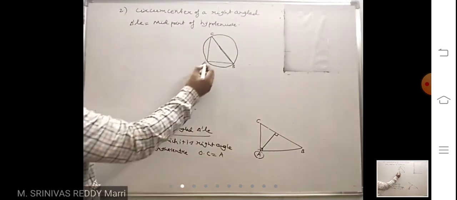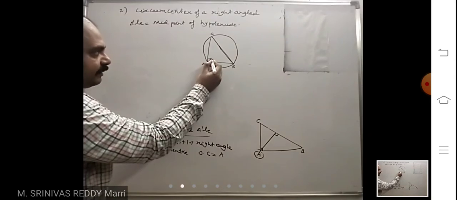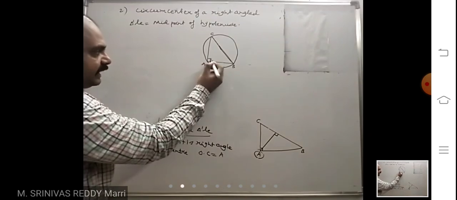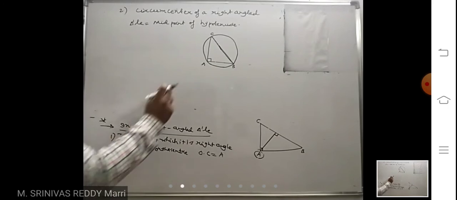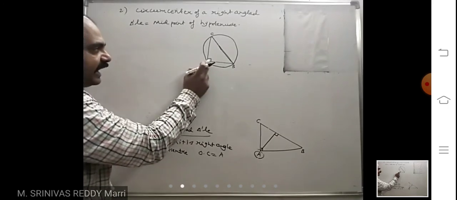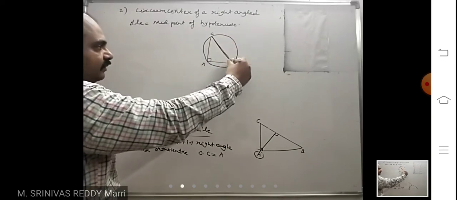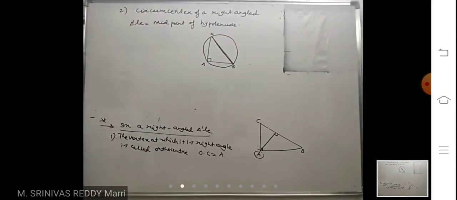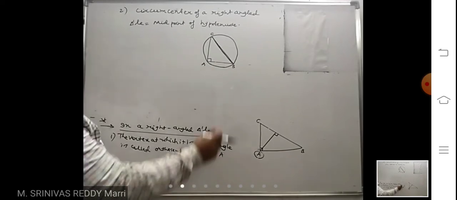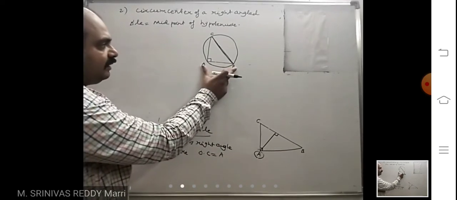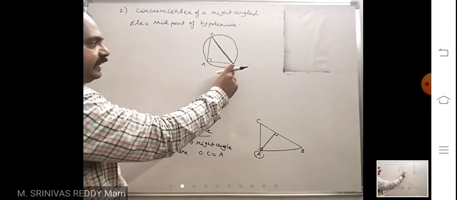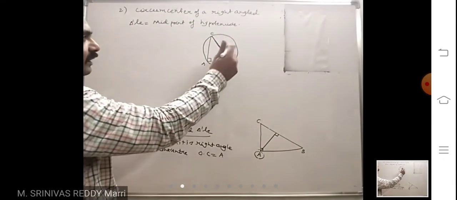Is it correct or not? Look, this is 90 degrees, a right angle triangle. When this is a right angle, then BC will be the diameter of the circle only, because the angle in a semicircle is a right angle. So this circle will have CB as diameter.